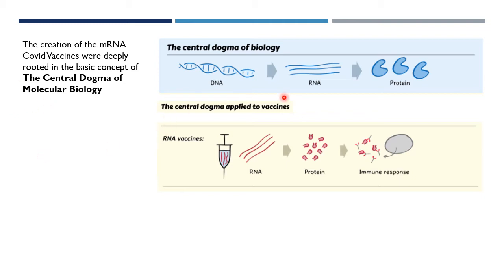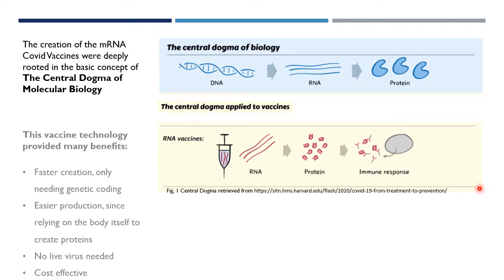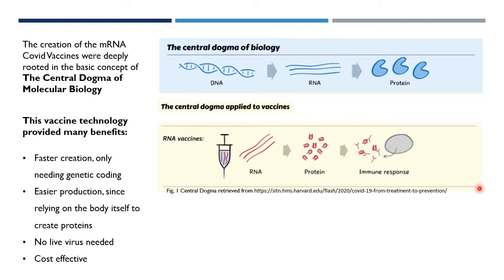Instead of being injected with the virus itself in any form, we are using mRNA genetic material that is specific to SARS-CoV-2 to instruct our body to make the spike protein, so that our bodies generate the antibodies to fight it and get the immune response against COVID. Basically, it's making our bodies do the work to produce what we need to fight the disease rather than having to create it in the lab with a lengthy process. So we have faster creation, only needing the genetic coding, an easier production that relies on the body, no live virus needed, and it's also cost effective.